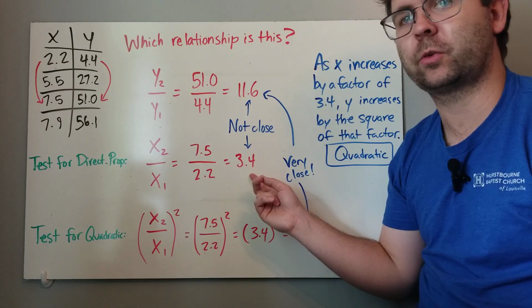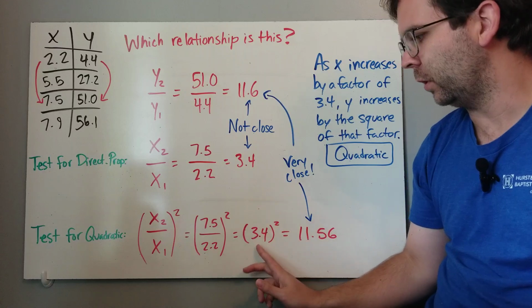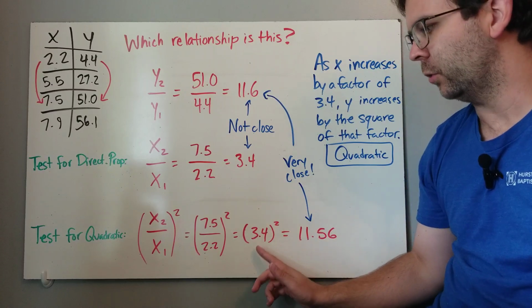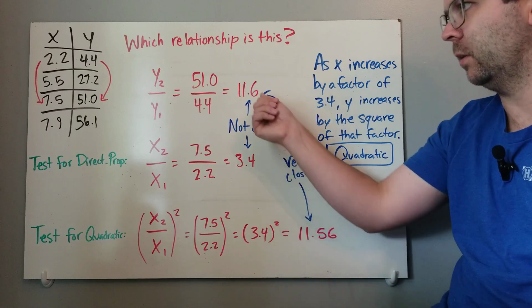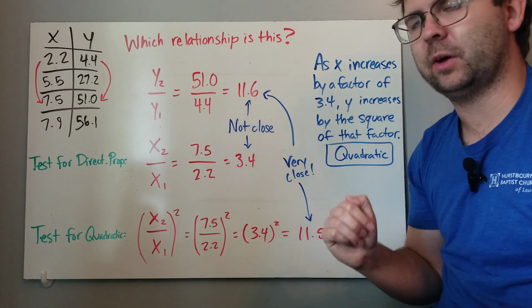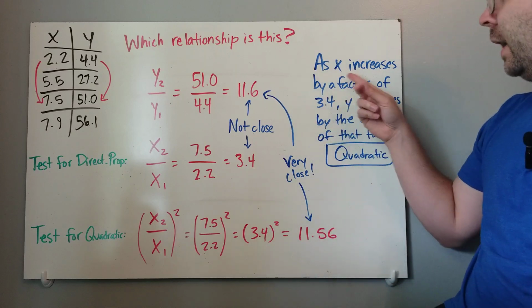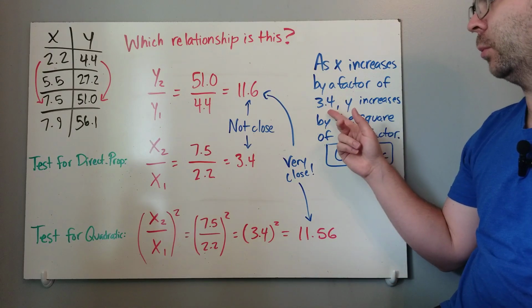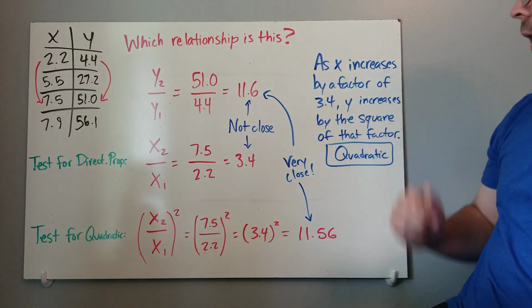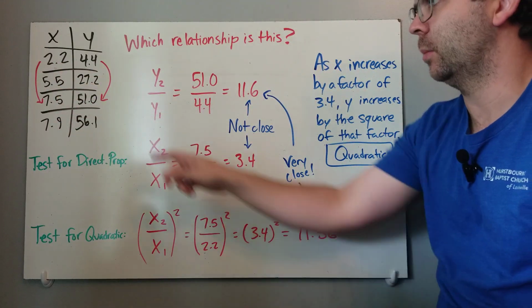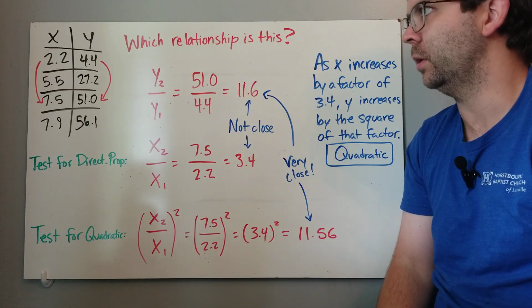So let's test and see if it's quadratic. So if quadratic, you do the same thing, but instead of the 3.4, you square the 3.4. So squaring the 3.4 gives us 11.56. If you look back at what the y values did, they went up by a factor of 11.6. So, in conclusion, as the x increases by a factor of 3.4, the y increases by the square of that factor, by 11.6. And so we can conclude that this relationship is quadratic.